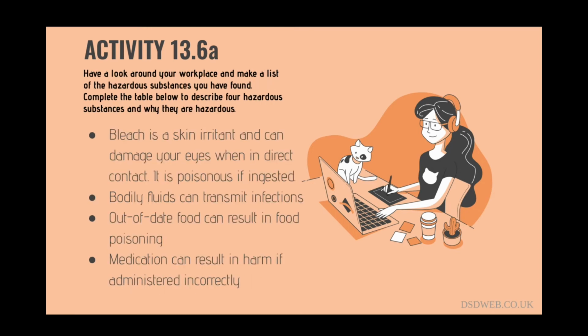Activity 13.6a asks you to make a list of 4 hazardous substances in your workplace and explain why each is hazardous. When you locate a hazardous substance, you may be able to look at the label and directions to discover why it may be harmful. Some examples you could use are bleach, which is a skin irritant and can damage your eyes when in direct contact. It is also poisonous if ingested. Bodily fluids can transmit infections. Out-of-date food can result in food poisoning. Medication can result in harm if administered incorrectly.